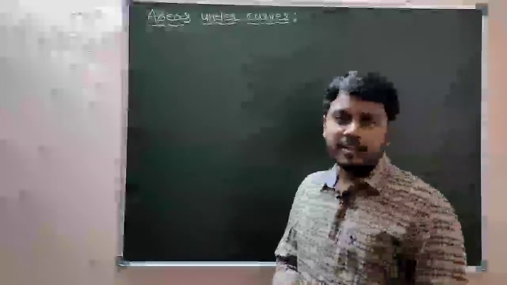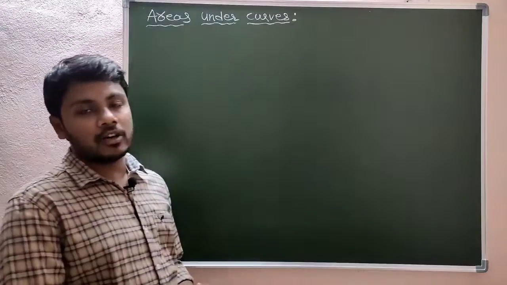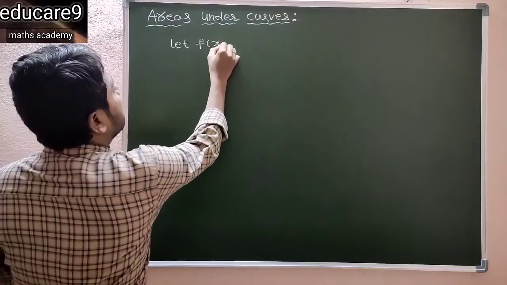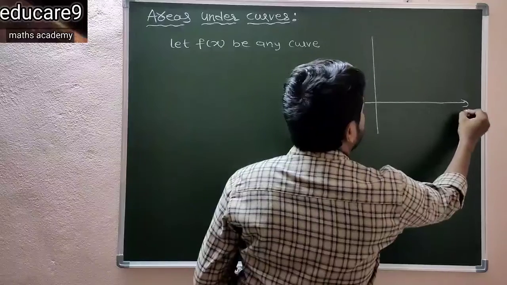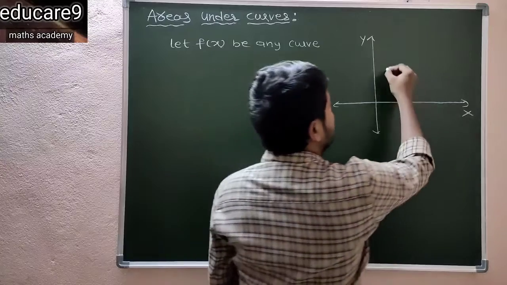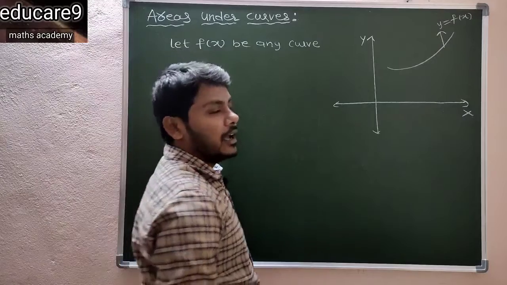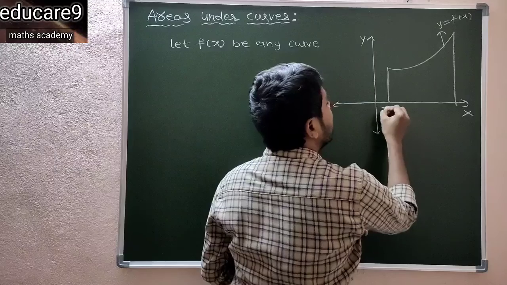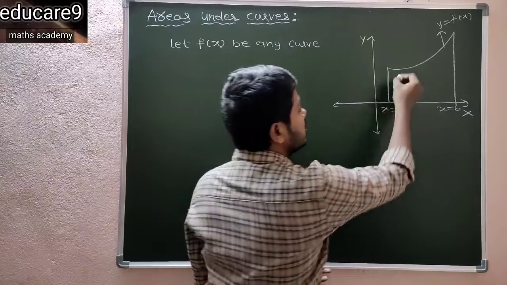Hi, hello everyone. For this session, we will discuss a new concept: area under the curves. Let f of x be any curve. Consider the coordinate axes: this is the x-axis and this is the y-axis. Let y equals f of x be any curve, and consider the area under the curve f of x within the limits x equals a and x equals b and the x-axis. So this area.